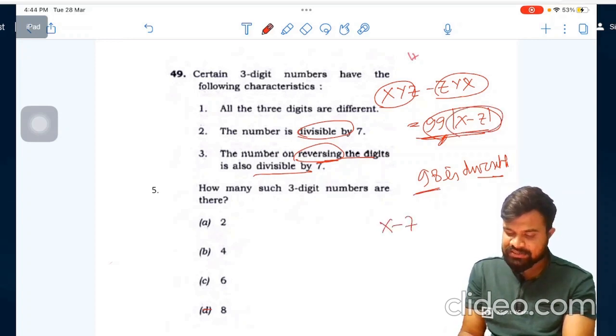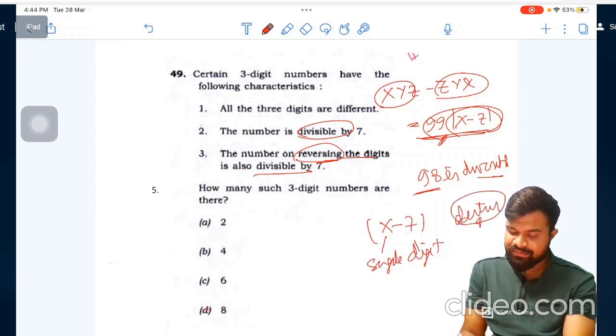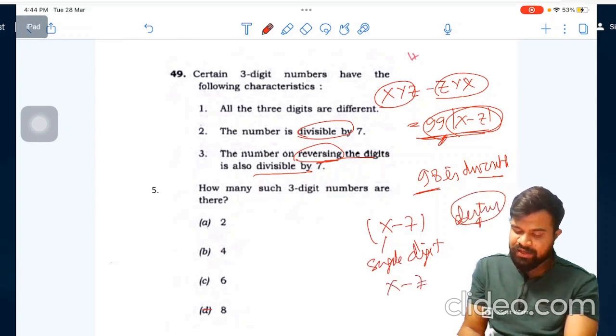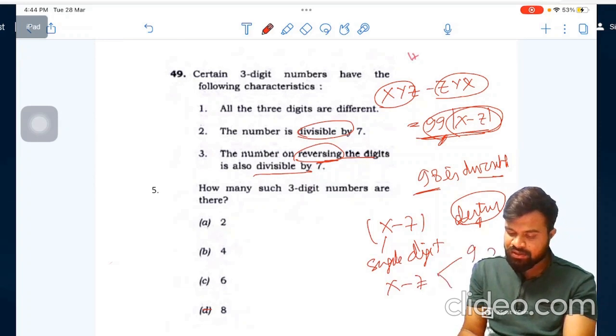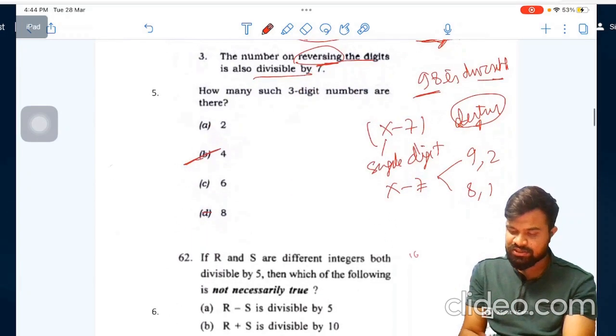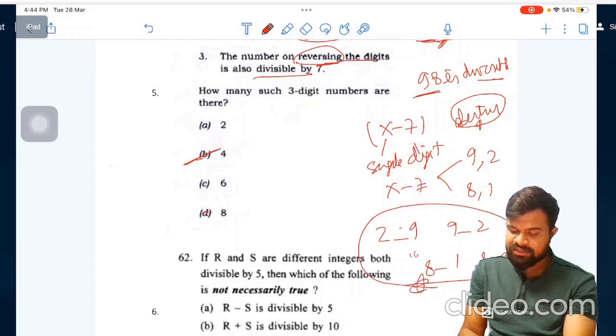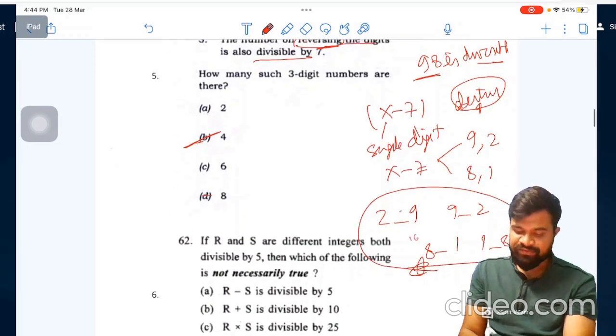And now x minus z, they both are single digit and distinct, that means they are not equal. That means x minus z should be equal to 7, only when it is 9 and 2, or 8 and 1, and the interchange also. So there are four three digit numbers that are possible using these digits. So either it can be 2 dash 9 or 9 dash 2, 8 dash 1 or 1 dash 8. So these are the numbers that are possible based on the above information.